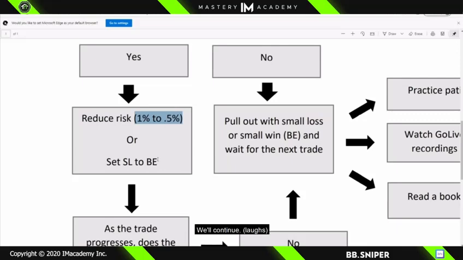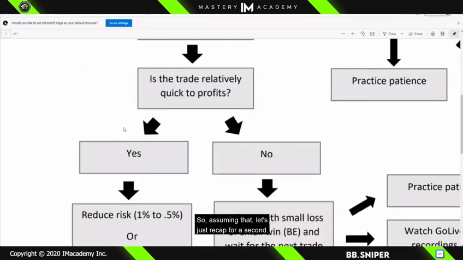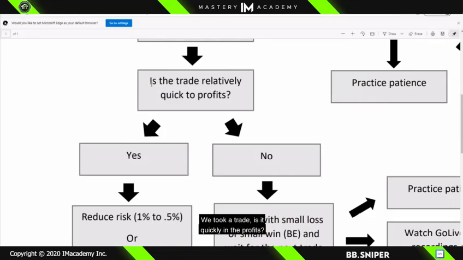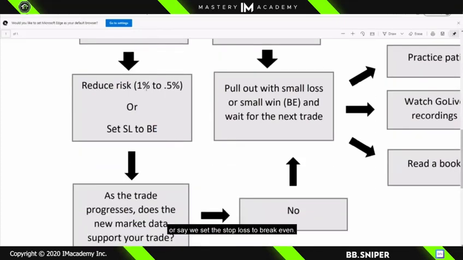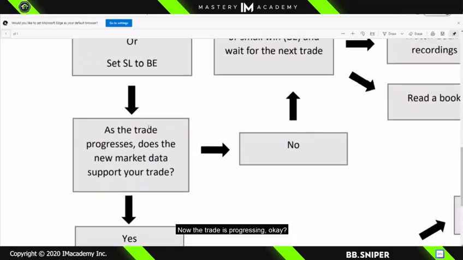We'll continue. Let's just recap for a second. We took a trade. Is it quickly into profits? Yes, it is. Say we reduced our risk, or say we set the stop loss to break even. Now, the trade is progressing. So later on, whether you went to bed and woke up, or maybe it's a few hours later, or maybe it's post news, something like that: does the new market data support your trade?